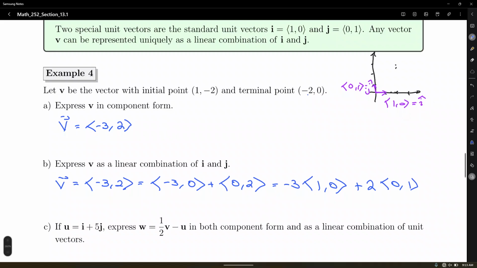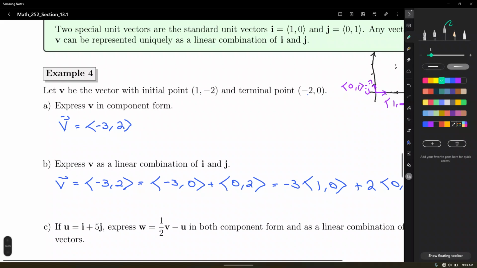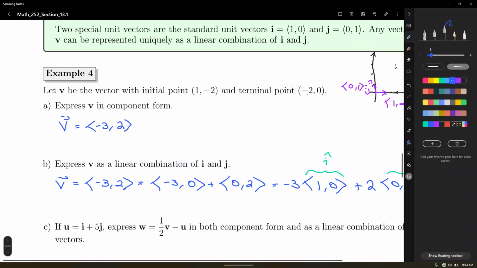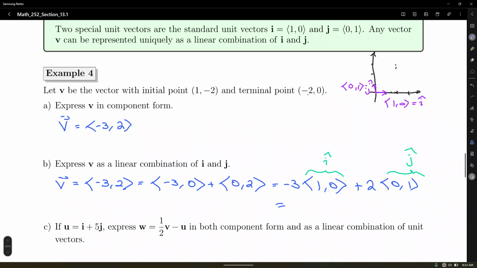Let's see if we can recognize these little vectors here. This vector right here, isn't that the vector i, the standard vector i? And j, it's the second vector. This means we will express this vector as a linear combination of standard unit vectors. Actually, we'll be working with both notations. Now we want to express this as -3i plus 2j.